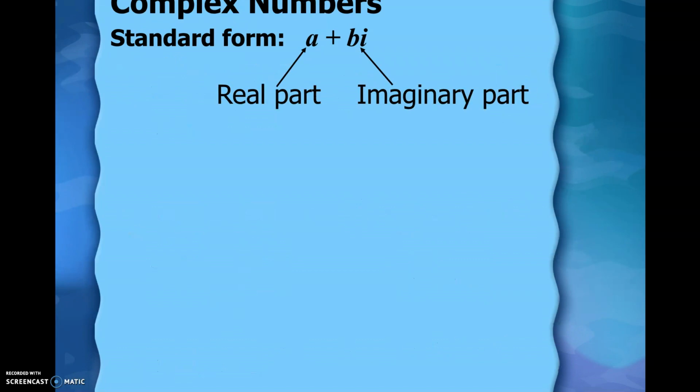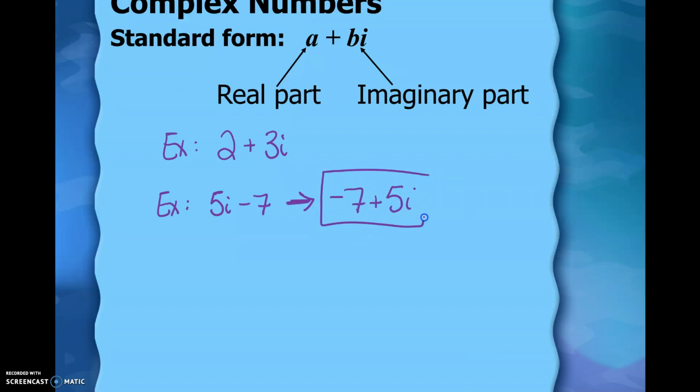Okay, this is saying when they ask you to write a complex number in standard form, they want the real part first and the imaginary part second. For example, and you don't need to write this down, if you've got 2 plus 3i, that is a complex number written in standard form. If you were to see 5i minus 7, that is not standard form. You would need to rewrite that as -7 plus 5i. That would be correct standard form. So they want the real stuff first, the i stuff second.